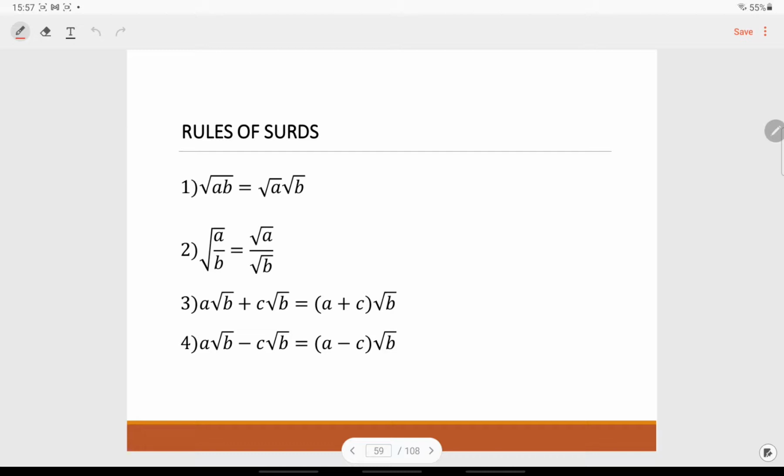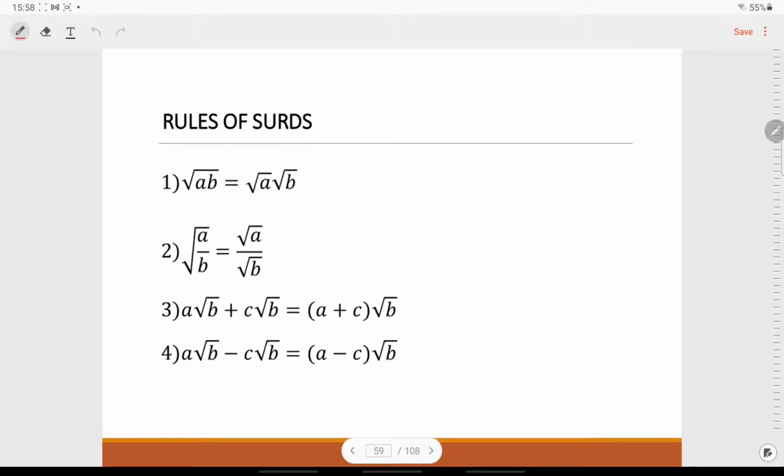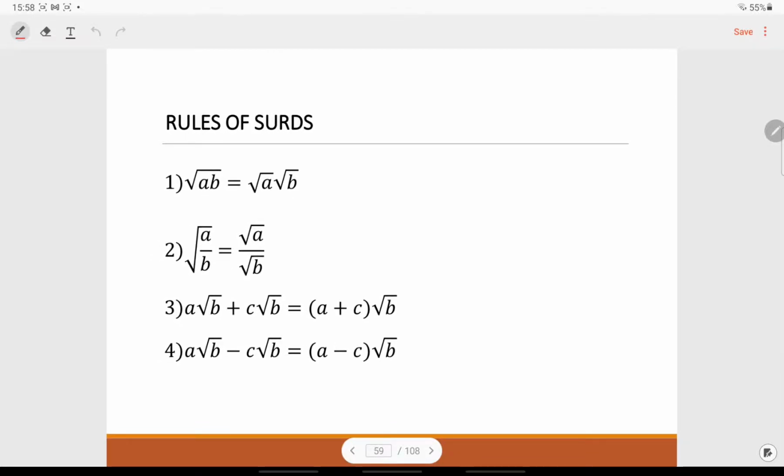So we have some rules of surds. The first one is related to the multiplication of two surds. The surd of A times B is equal to surd A times surd B. It can go forward and also backward. The same goes with the second one: the surd of A over B is equal to surd A over surd B. The third one, A surd B plus C surd B, because we have a common surd, we can factorize and come up with A plus C multiplied by surd B.